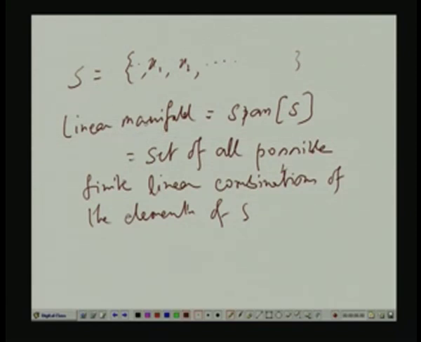So, what is this linear manifold of S? It can consist of all the variables x 1, x 2, x 3, and so on, then maybe C 1 x 1 plus C 2 x 2, or C 2 x 2 plus C 3 x 3. There are linear combinations involving 2 variables, 3 variables, 4 variables, the set of all such finite linear combinations. That is called the linear manifold.